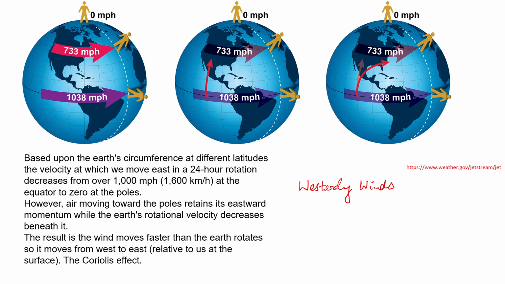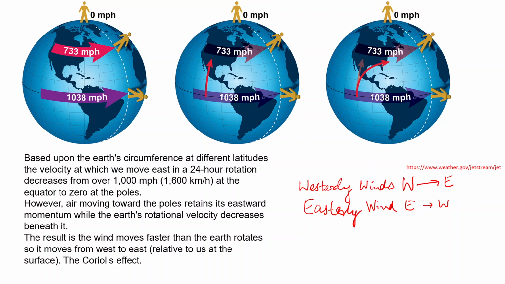So a westerly wind has a direction from west to east, while an easterly wind has a direction from east to west. So the jet streams, they are westerly winds, means they move from west towards east. Now, this is the case for the entire globe. So in both the hemispheres, northern hemisphere and southern hemisphere, the jet streams flow in the direction from west to east.